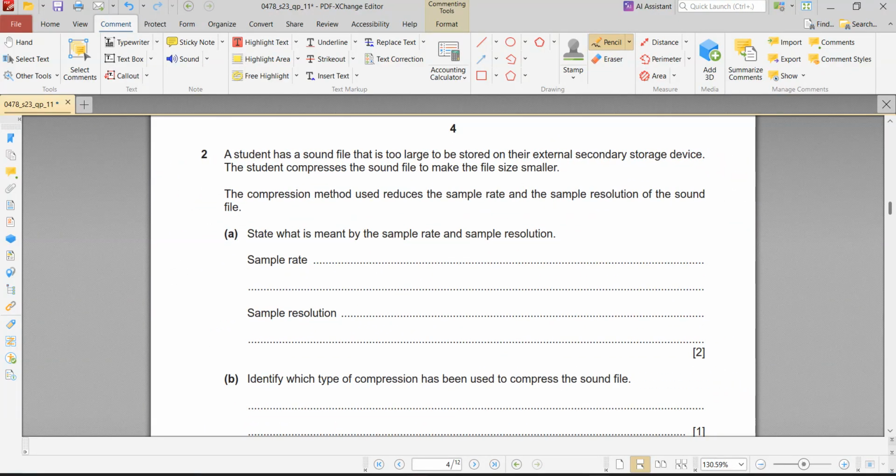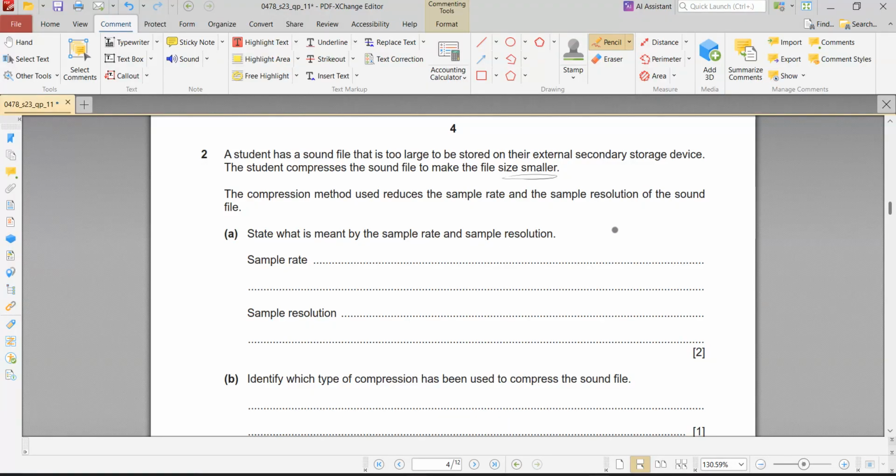So here in question 2, the examiner says a student has a sound file that is too large to be stored on their external secondary storage device. The student compressed the sound file to make the file smaller. He said the compression method used reduces the sample rate and the sample resolution of the sound file. State what is meant by the sample rate and the sample resolution.